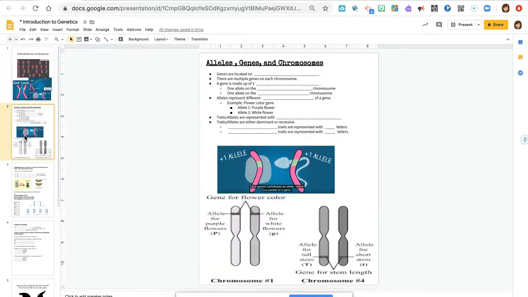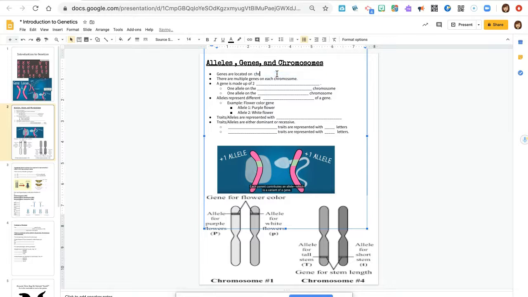Now click down to this slide and let's fill in the blanks. Genes are located on chromosomes. There are multiple genes on each chromosome. We went over that. A gene is made up of two alleles. Sounds like a fancy word, but it's not. It just means version. One allele on the maternal chromosome and one allele on the paternal chromosome. As we can see down here, one green line here, one green line here. Alleles represent different versions of a gene.